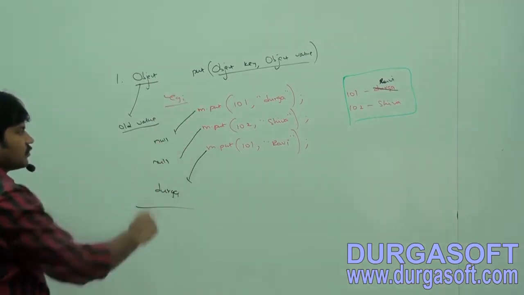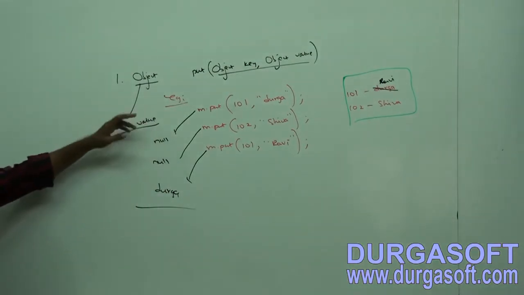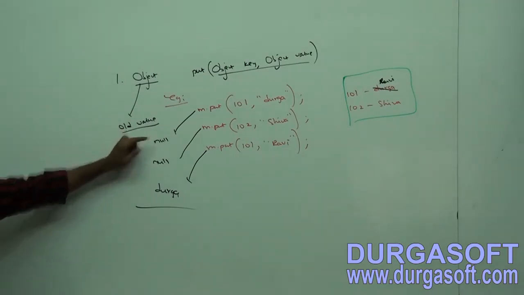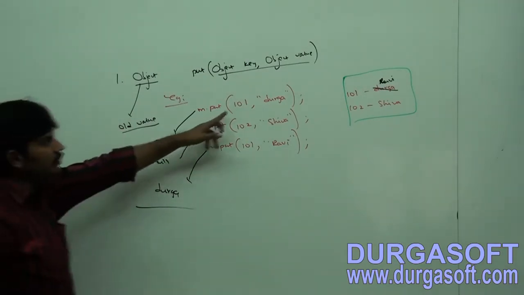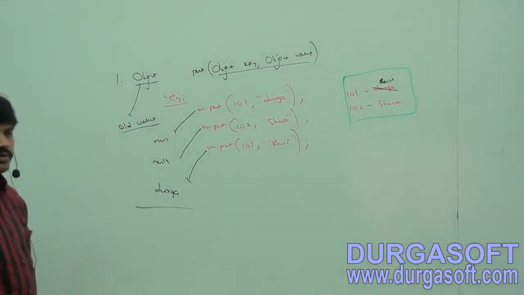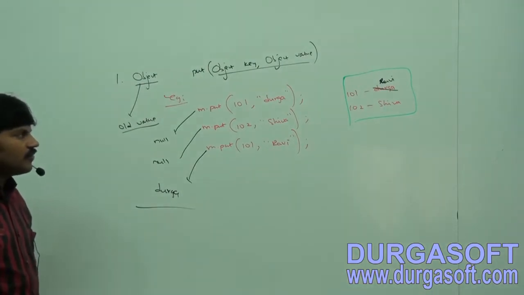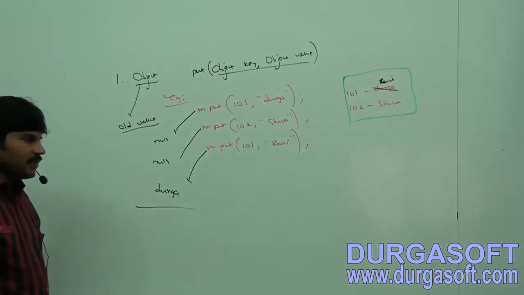Take this example. M dot put of 101 comma Durga. So in that case, replacement is not there. Null returns. It returns a null, because if it replaced something, then that value I will get. But in the case of the first one, no replacement. That's why null. That's all. Next, m dot put of 102 comma Shiva.